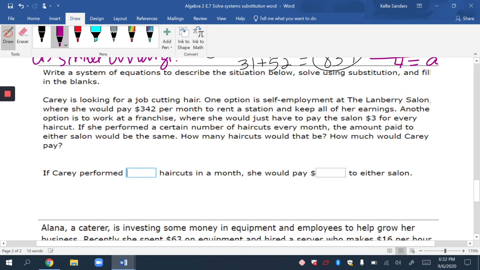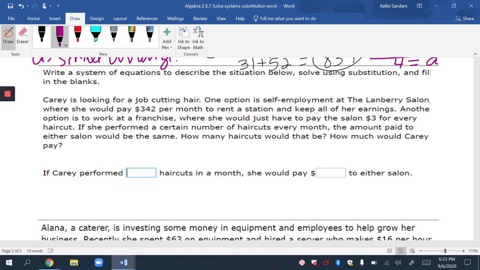Carrie's looking for a job cutting hair. One option is self-employment at the Landberry Salon, where she would pay $342 per month to rent a station and keep all of her earnings. Another option is to work at a franchise, where she would just have to pay the salon $3 for every haircut. If she performed a certain number of haircuts every month, the amount paid to either salon would be the same. How many haircuts would that be? How much would Carrie pay?